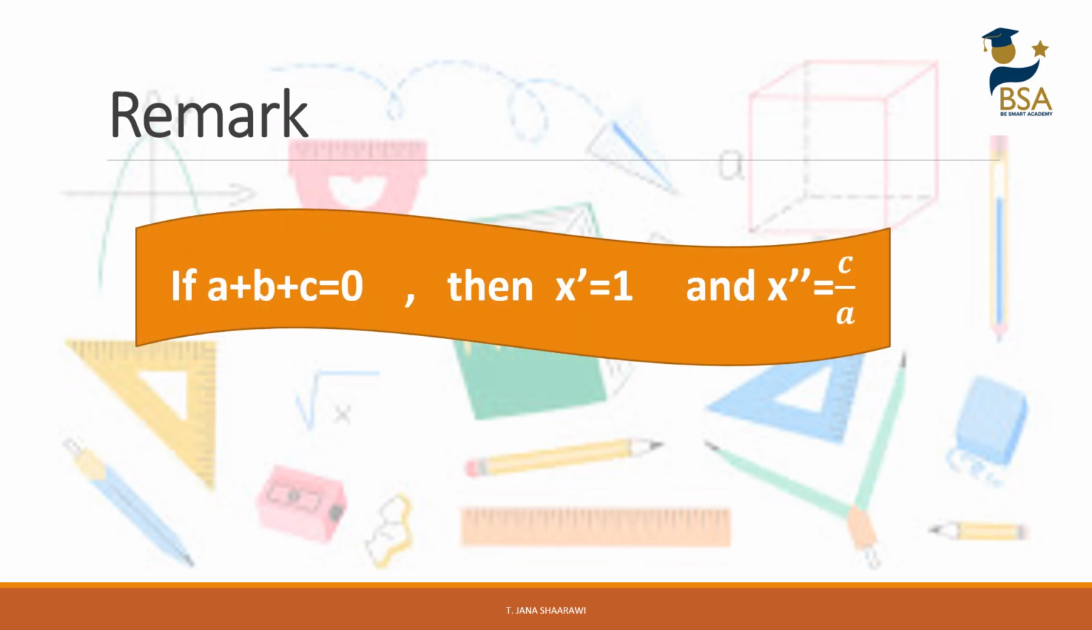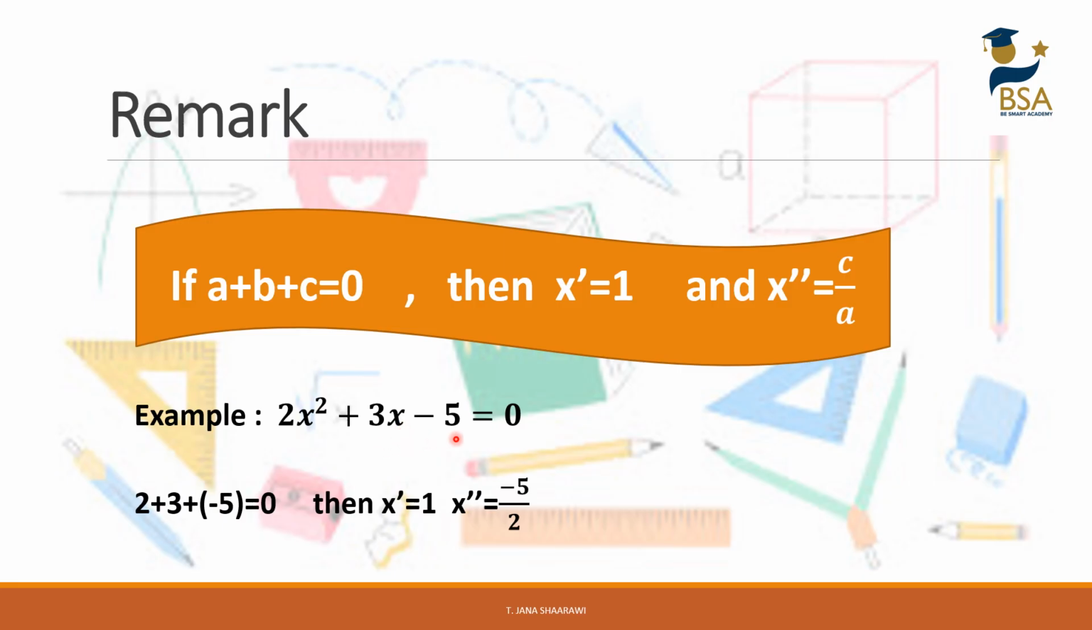Now we have some remarks you have to take into consideration. If a plus b plus c equal to 0, you can directly, without finding any delta, say you have two roots, x prime equal to 1 and x double prime equal c over a. Example, 2x squared plus 3x minus 5 equal to 0, because a is 2, b is 3 and c is minus 5, if you add them you get 0, then directly say x prime equal to 1 and x double prime equal minus 5 over 2 without using delta. But if you didn't notice this remark, you can simply find delta and you will get the same results.